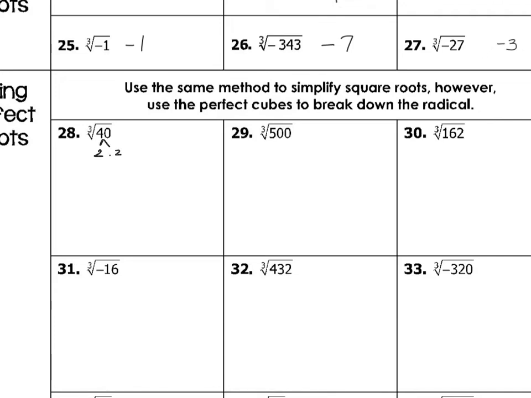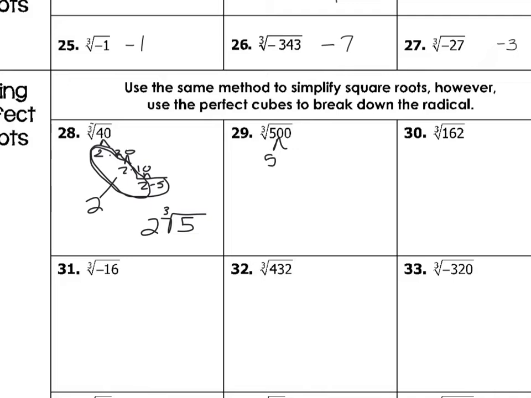2 times 20. It's 2 times 10. It's 2 times 5. So there's our prime factorization. Remember, we're doing cubed roots, so they have to be in triplets. So I got triplets come out as 1, it's 2, and then 5 stayed home. And oops, remember, put your little index of 3.